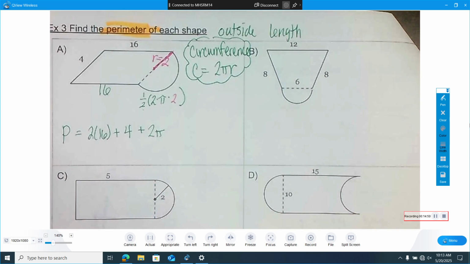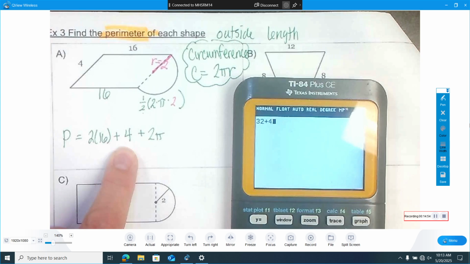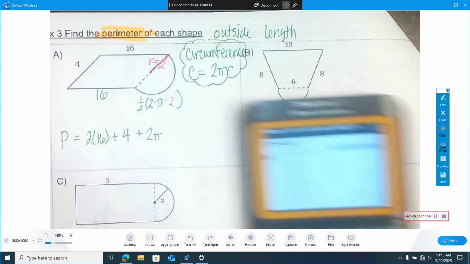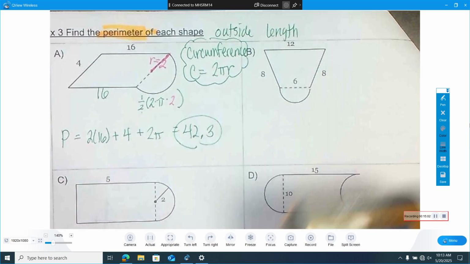All right, so we have 32 plus 4 plus 2 pi, and I get 42.3 for perimeter.